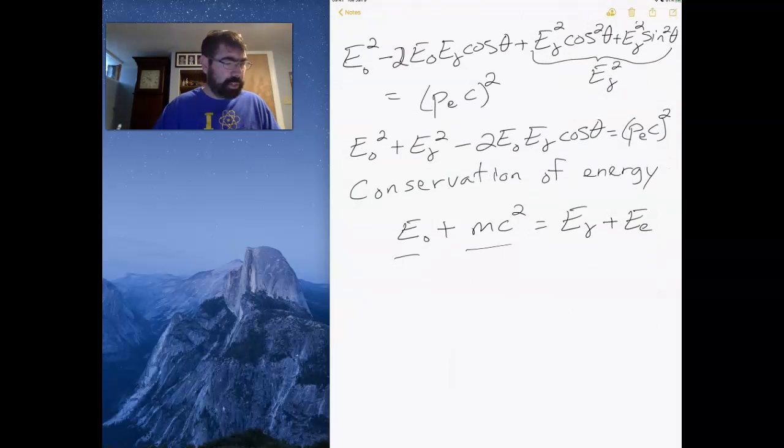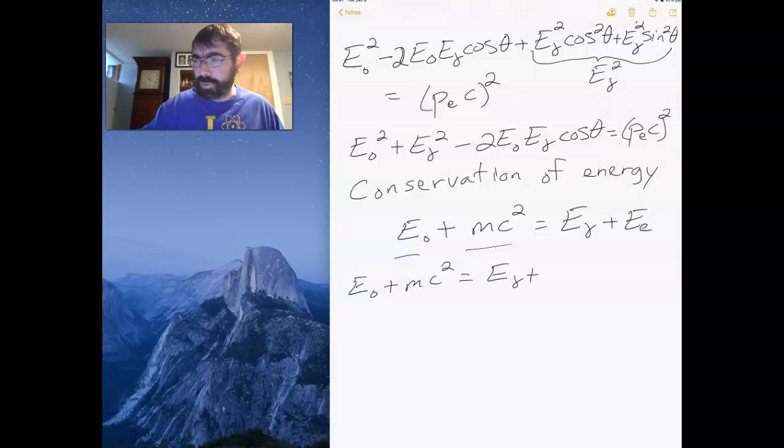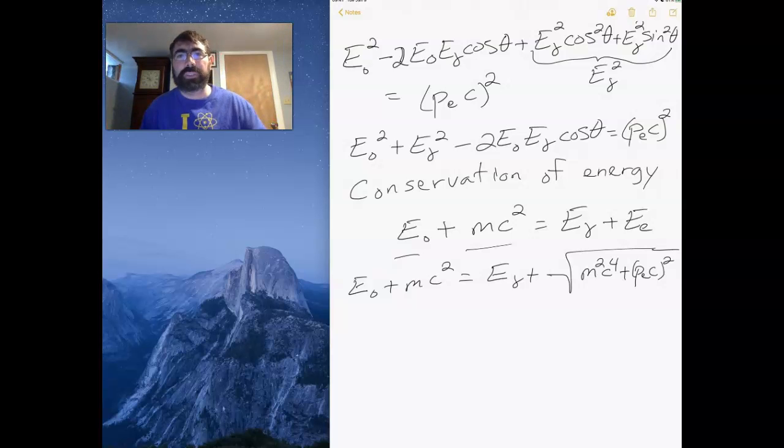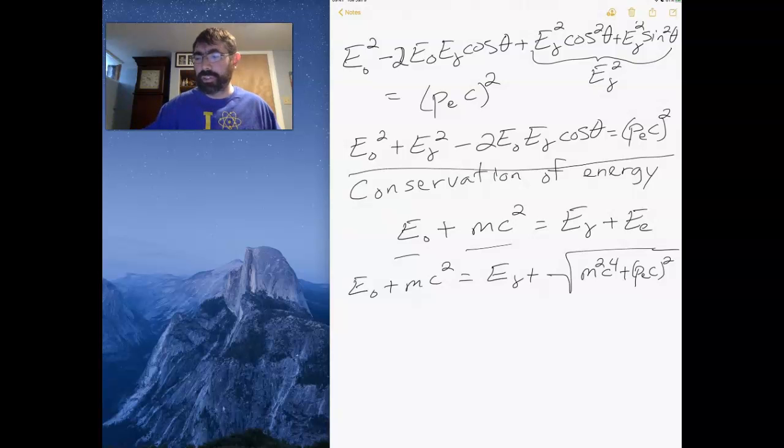We can write this out now as E0 plus mc squared is equal to E gamma plus the square root of the mass of the electron squared c to the fourth plus the momentum of the electron times c, quantity squared. So that's just the total energy of the electron after collision. Now we can do a substitution for the momentum of the electron squared from the equation up here, and we'll put that into the square root.